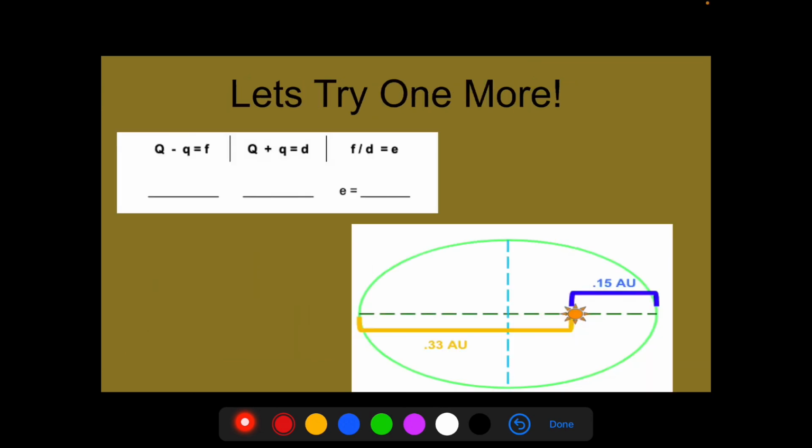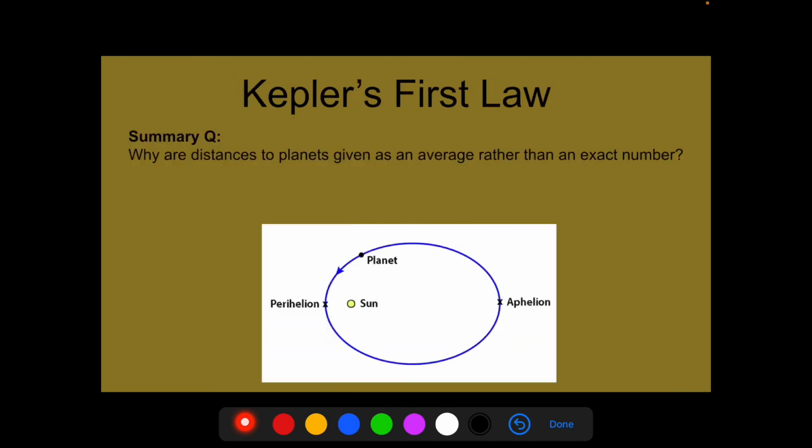Okay, we have one more to try. This one, I'm actually going to pause right here and let you do by yourself. You can calculate using the Q values over here. This would be our lowercase q, because it's the distance from the sun to the perihelion. And over here would be our capital Q, the distance from the sun to the aphelion. You can handle that. When you're done, we have a summary question.